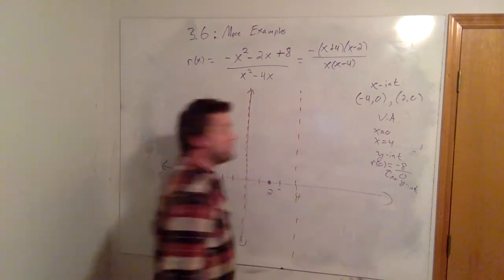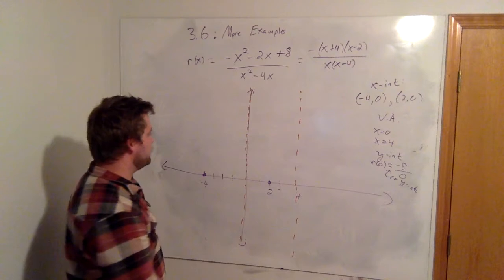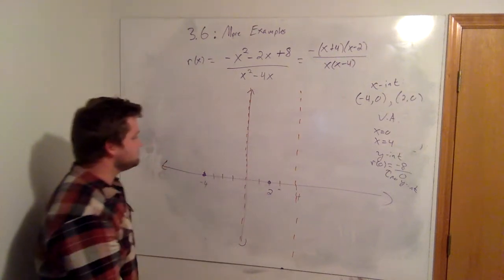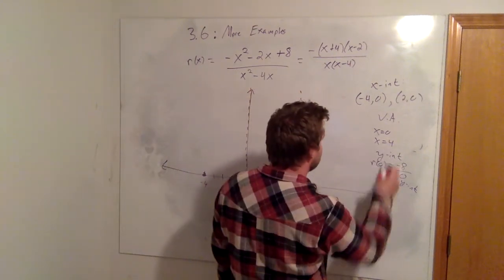And we can think about why there's no y-intercept here. Well, we have a vertical asymptote here. So the graph is not going to hit the y-axis. Okay, and now we have our vertical asymptote.